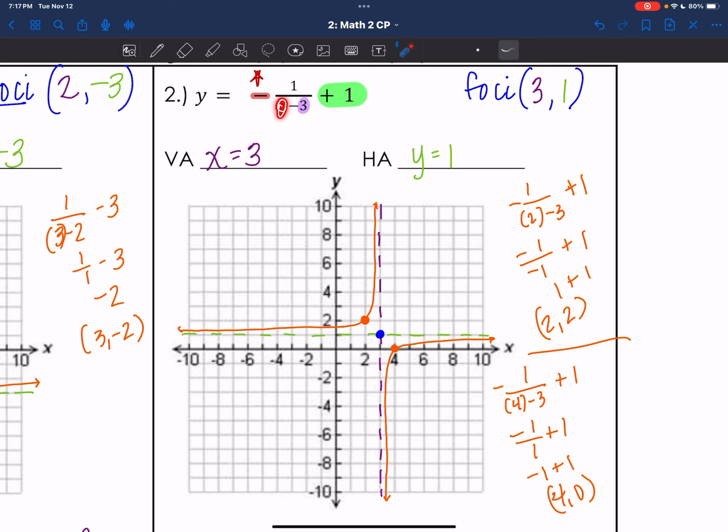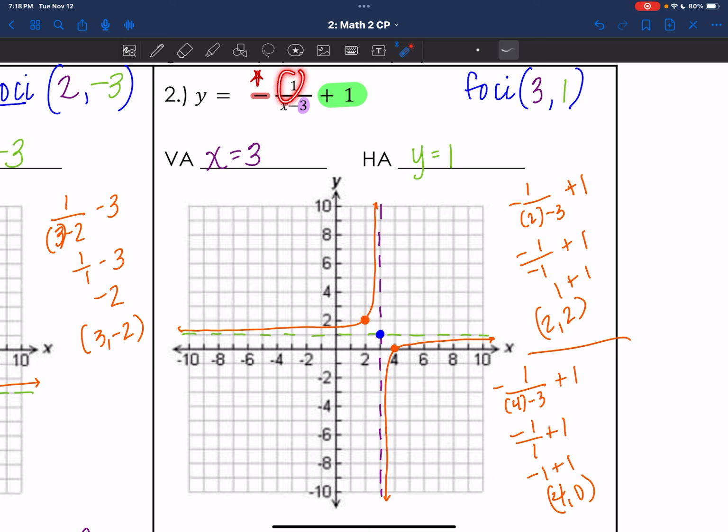Plug it in, and then when x is 4, y is 0. And then I'm going to go this direction, and I'm going to plug in 2 to your equation. And then when x is 2, y is also 2. And then you can go ahead and plot them.